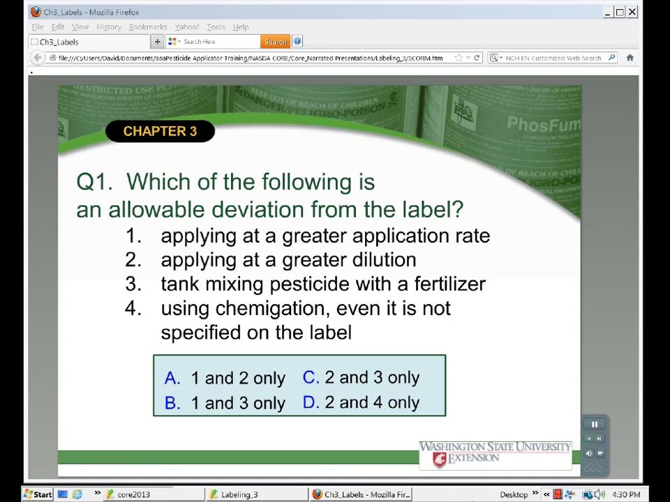The answer is choice C, 2 and 3 only. You can always apply at a greater dilution, and unless the label prohibits tank mixing with fertilizer, that practice is acceptable.